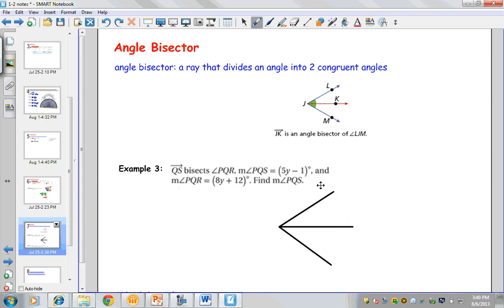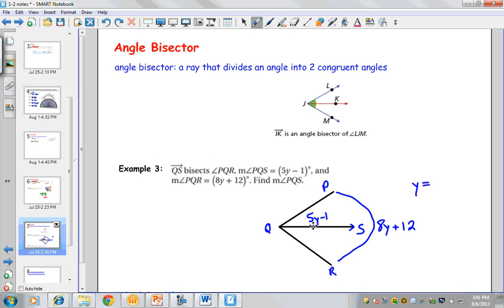So PQR, once again, I know that my middle letter will always be my vertex. So PQR, and it says QS. So this is ray QS, and I guess that should be a little line because it's a ray. All right, so it says PQS, which is 5y minus 1, and PQR is the whole thing, which is 8y plus 12. And we're trying to solve for y here.